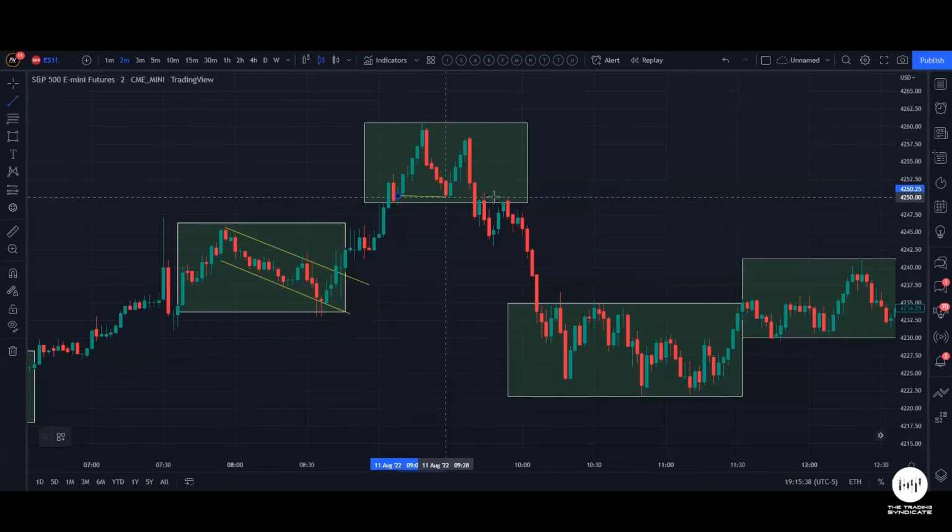And typically when you would look to make that entry is when it breaks the neckline of that M. Notice we have an M right here. When it breaks that neckline, that's usually when the pattern confirms and you could look for a move lower.